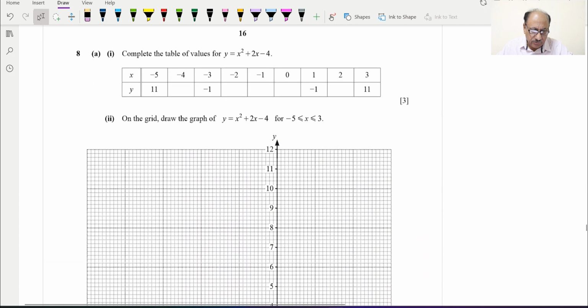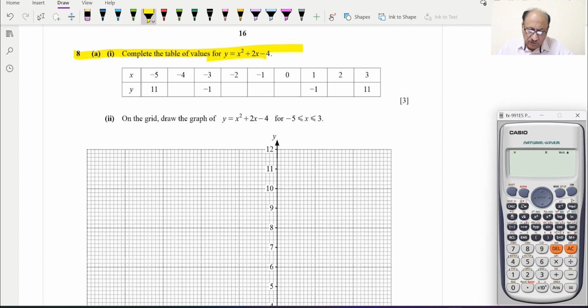Hopefully you understood this. Question number 8a, complete the table of values for this equation. The easiest way to complete the table of values is to type this equation, x square plus 2x minus 4, and calculate for minus 5. If we calculate, we should get the answer 11. So calculate for minus 5, and we are getting 11.